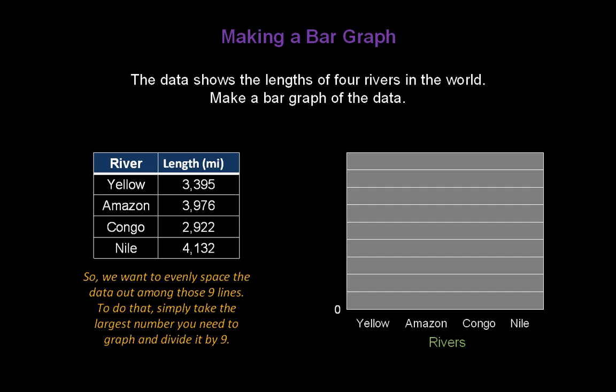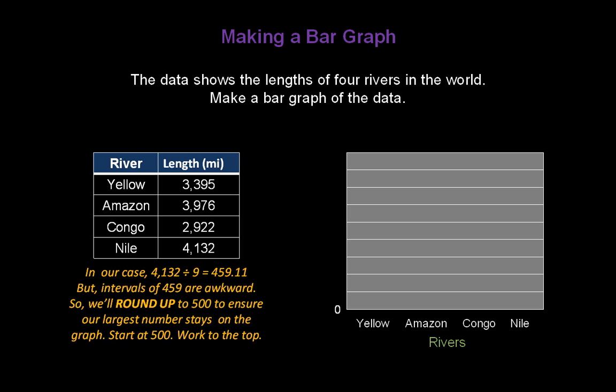To do that, simply take the largest number you need to graph and divide it by 9. In our case, 4,132 miles, the length of the river Nile, is the largest number we have to graph. So we divide that by 9, we get 459.11. But intervals of 459 or even intervals of 460 are kind of awkward. So we're going to round all the way up to 500 because it's easy to write multiples of 500.